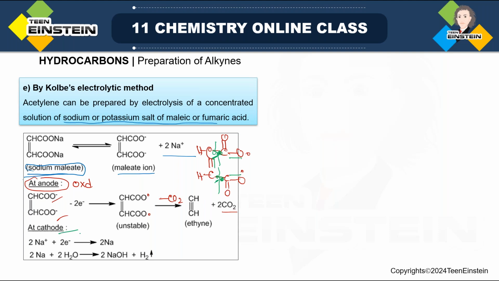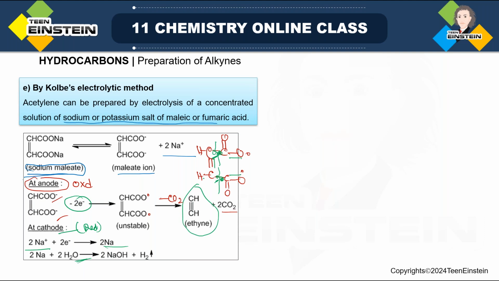And what is happening at the cathode? At the cathode we know there is reduction. Now the 2 electrons that are removed in this step will be accepted by Na plus, and it will be converted to neutral Na. And there is already the presence of water. So this water and sodium together can make NaOH. So the net reaction is, obviously this is our main target molecule, but we are also getting CO2, NaOH, and hydrogen as byproducts.